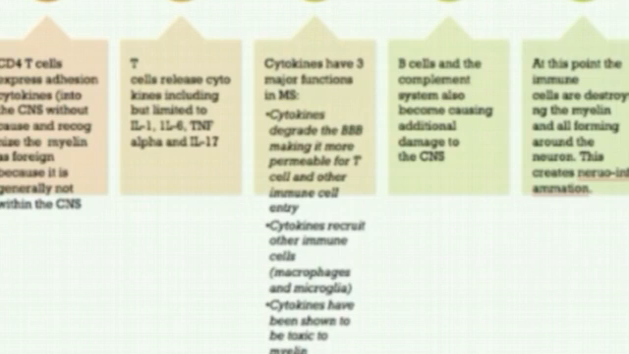A, they degrade the blood-brain barrier, making it more permeable. B, they recruit other immune cells. And C, cytokines have been shown to be toxic to myelin. And then we move on to fifth. The recruited immune cells cause damage to myelin.